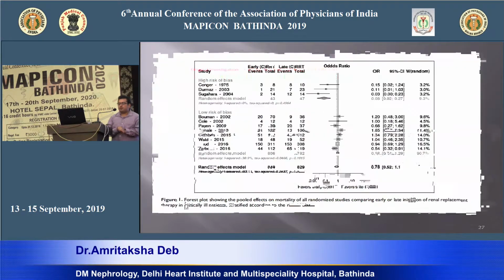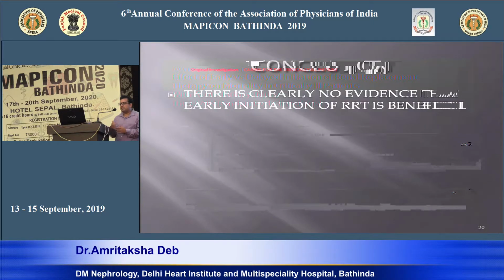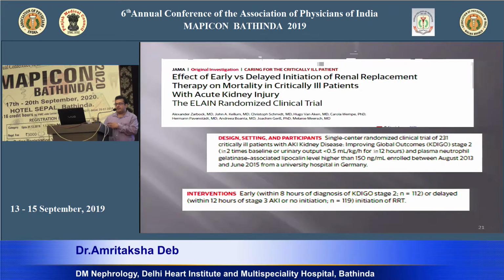One was the ELAIN group, which was a study done in Germany, and they did dialysis in critically ill patients with just stage 2 AKI before stage 3 itself. In the control group, dialysis was done later, in stage 3 AKI. They, however, used NGAL as a marker, and NGAL should have been more than 150 nanogram per milliliter for them to be enrolled into this study.